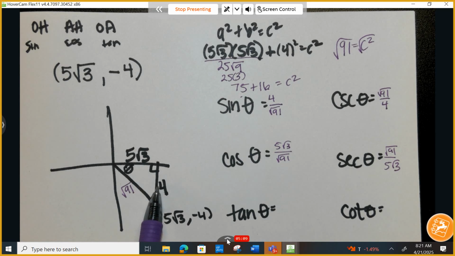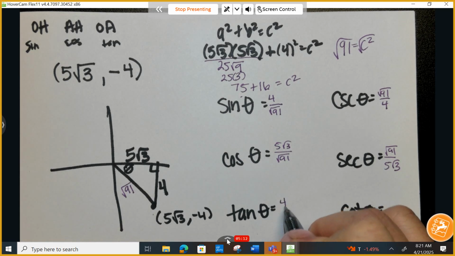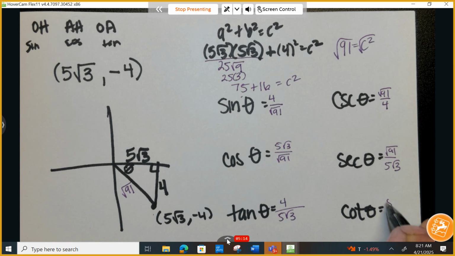Tangent is going to be opposite over adjacent. Opposite over adjacent, and then I flip it.